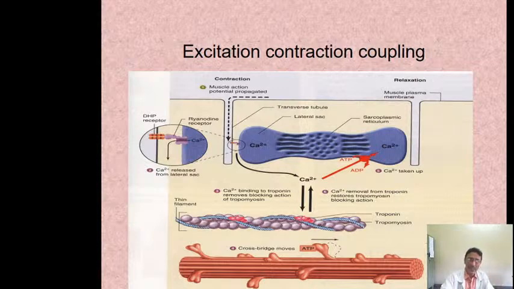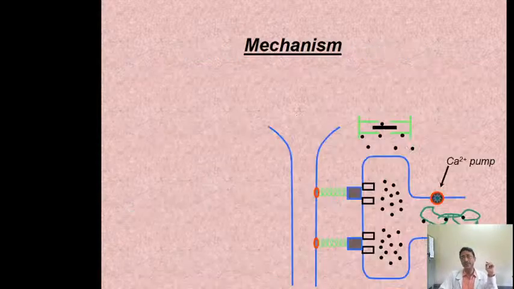Once the contraction has taken place, you will find that the calcium is taken back. The calcium is taken up from here and stored in the sarcoplasmic reticulum. Calcium removal from the troponin will now cause the covering of the active sites, and the cross bridges will break up, relaxation will take place, and they will go back to their own site. So this is how exactly excitation contraction coupling takes place.